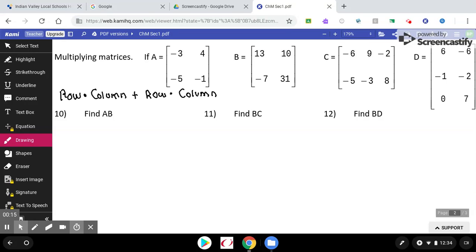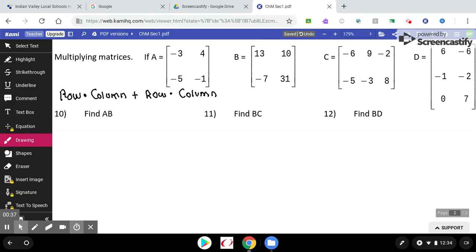I'd like to tell you that to do number 10, you would just have to take whatever is in A times whatever is in B, and you'd be done. It seems kind of logical, but unfortunately, that is not the way this works. It's row times column plus row times column. So the only real way to tell you how to do this is to just demonstrate it and show it to you.